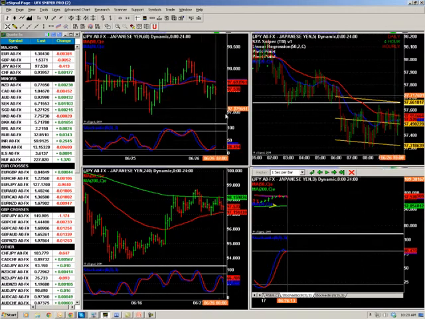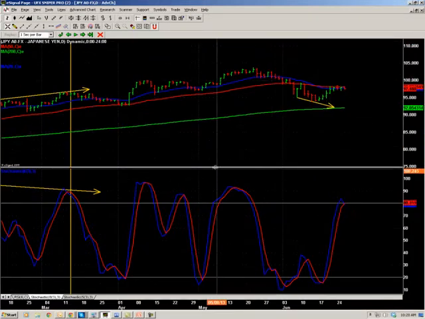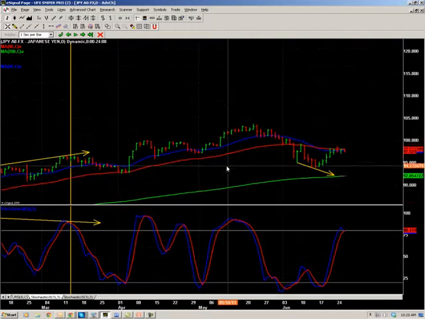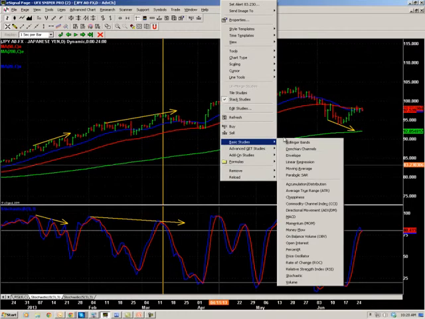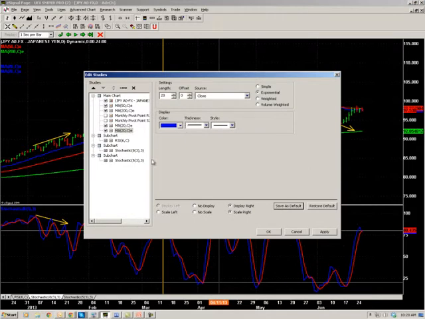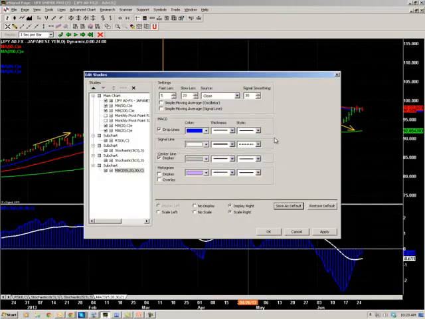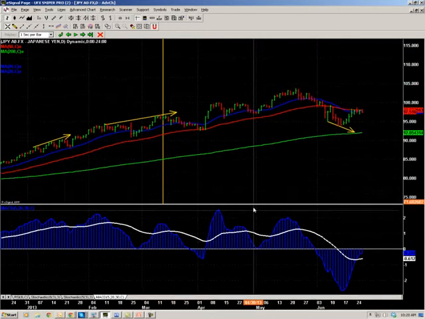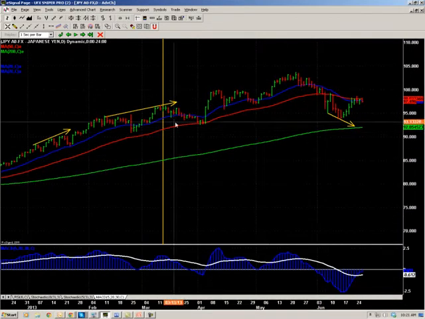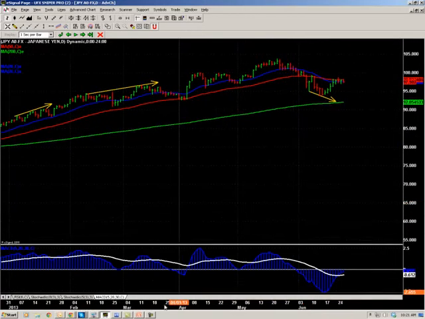Now, what I'm going to do is add the MACD. My MACD is different from the one you guys have, which I'm happy to share as well. Basic studies, moving averages. Oh, excuse me. No, this is the MACD there. And this is my MACD here. Pull this down. Take this line away.